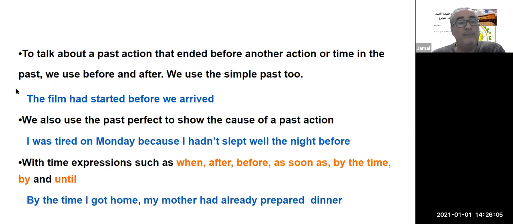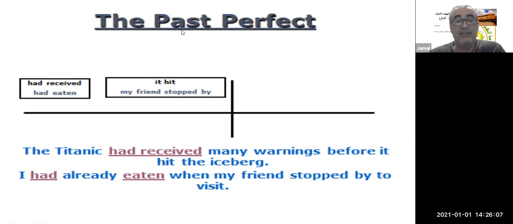Let's move on. Again, this is a drawing that shows the past perfect on a timeline. This is the timeline, okay? This is the present moment.